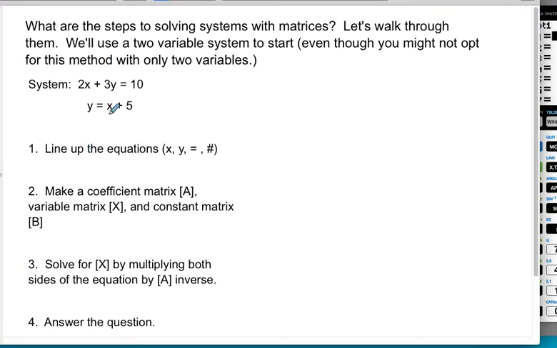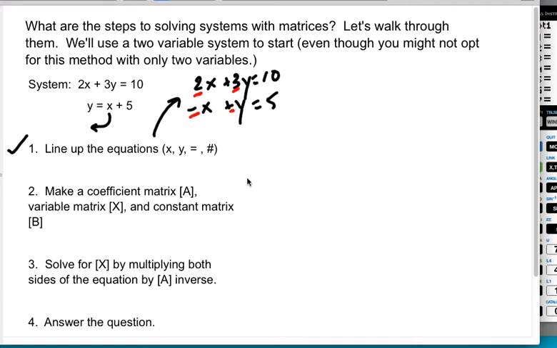Okay, so the first thing you do is line up your equation, which means I need to move this x to the other side. So my equations are going to end up looking like 2x plus 3y equals 10, on top of negative x plus y equals 5. Okay, so there are my lined up equations. So step 1, done. Next, I'm going to make a coefficient matrix, meaning a matrix that is just all of the coefficients in front of the variables. So my coefficient matrix, A, is going to be 2, 3, negative 1, 1. Okay, that's my coefficient matrix, which I'm going to call A.